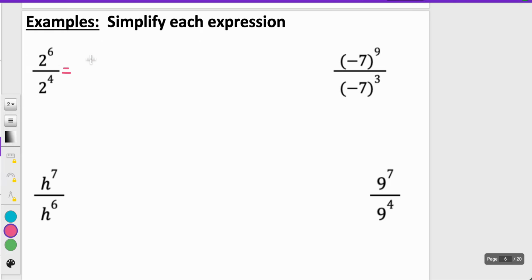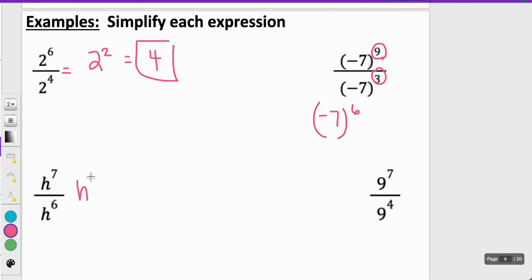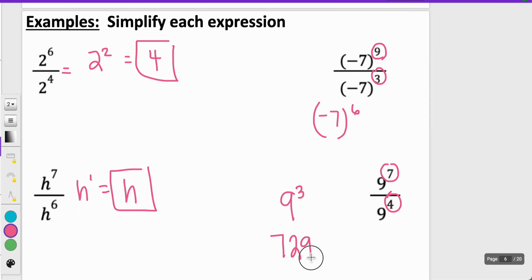2 to the 6th over 2 to the 4th, I'm just going to do 6 minus 4. That's going to give me 2 to the 2nd, which I can reduce to 4. Negative 7 to the 9th over negative 7 to the 3rd, that's the same base, so I can subtract my 2 exponents. So I'll get negative 7 to the 6th power. H to the 7th over h to the 6th, if I subtract them, I get h to the 1st, which just simplifies to h. And then for my third one here, 9 to the 7th over 9 to the 4th, the same base, so I can subtract. I'm going to get 9 to the 3rd, which is 9 cubed, or 729.